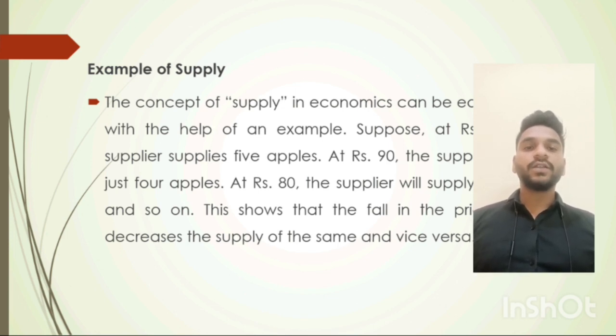Now we see one example of the supply as per this slide. One fruit seller sells 5 apples at 100 rupees, 4 apples at 90 rupees, 3 apples at 80 rupees. So when the price goes down, the quantity supplied also goes down. And vice versa, when the price of the apples increases, the quantity also increases. Means supply and price affect each other equally.